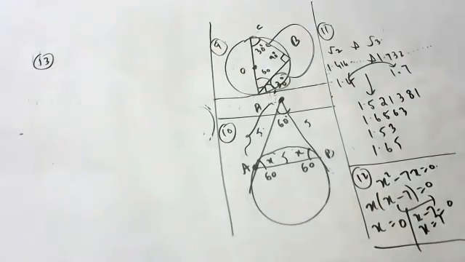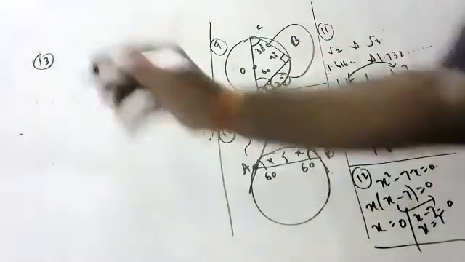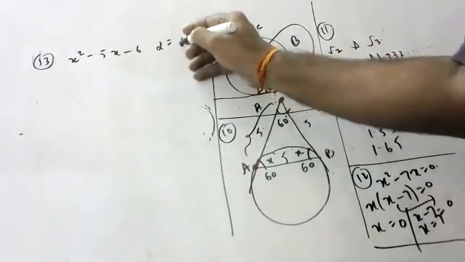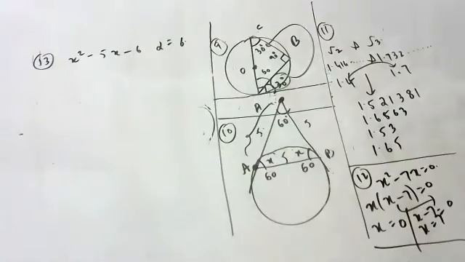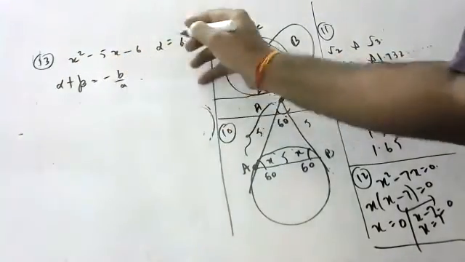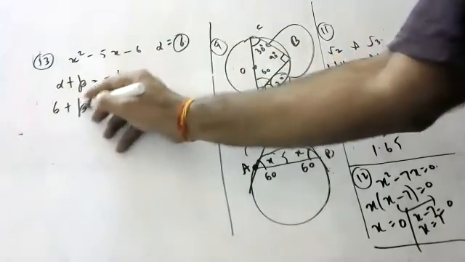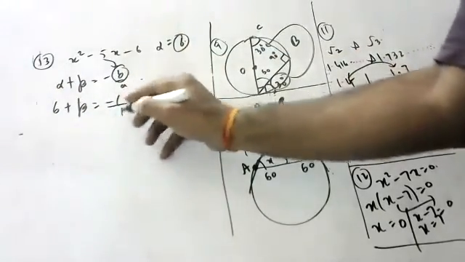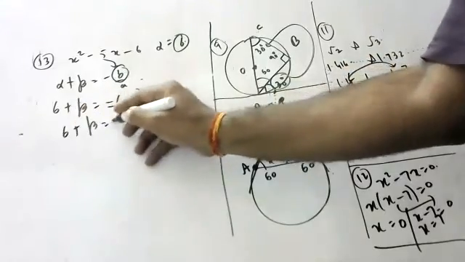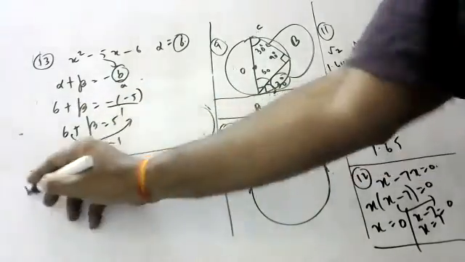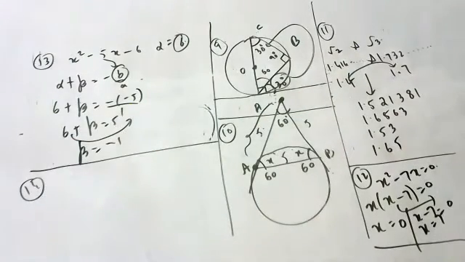13th question, the next. If one of the zeroes of the quadratic polynomial x square minus 5x plus 6 is 6, find the other zero. Okay, we know alpha plus beta is equal to minus b by a. Alpha is 6. Minus b is how much, children? Minus of minus 5 by 1. So 6 plus beta is equal to 5. Beta is equal to minus 1. Other zero is minus 1. So children, next one.